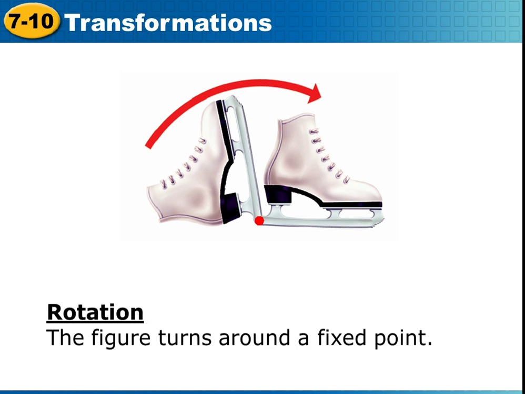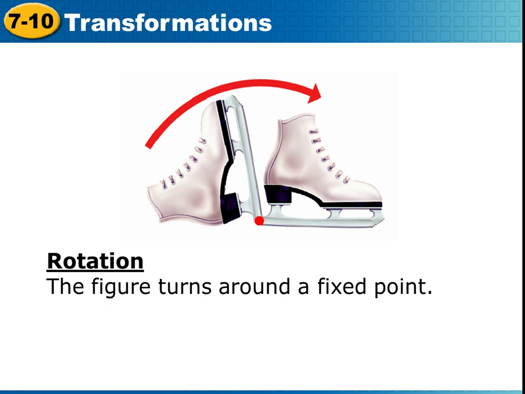The second type is a rotation. The figure turns around a fixed point. You might have seen this transformation described as a turn before. We're no longer going to call it a turn. We are now going to call it a rotation. Notice how the ice skate does not look the same direction as it did before. In a translation, it just slid and it was facing the same direction. Here it's rotated, it's turned, and now facing a different direction.